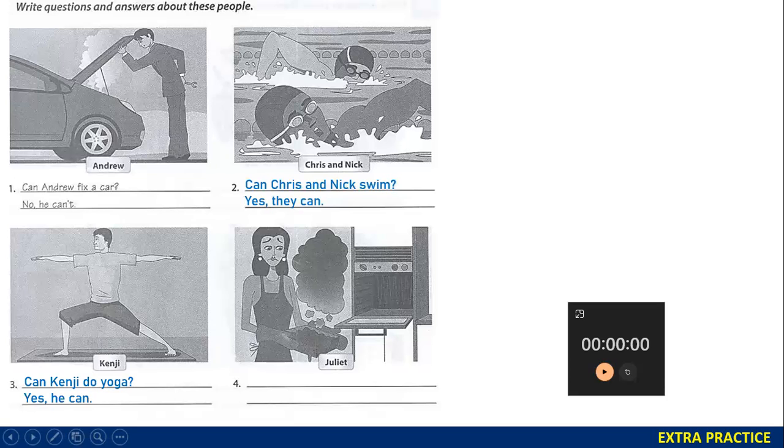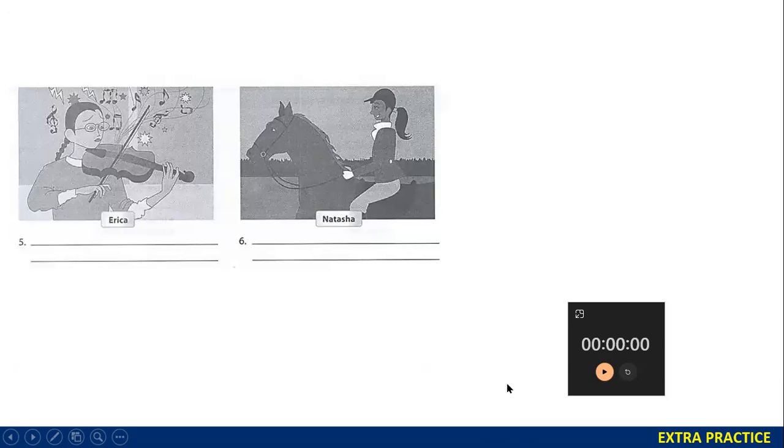Okay, what about the last, number four? No es la última, de hecho. Number four, Juliet. Can Juliet cook? Muy bien, muy bien. Pueden usar cook or bake, cualquiera de las dos, okay? Y la respuesta es... No, she can't, right? Pobrecita, se le quemó ahí lo que estaba haciendo.